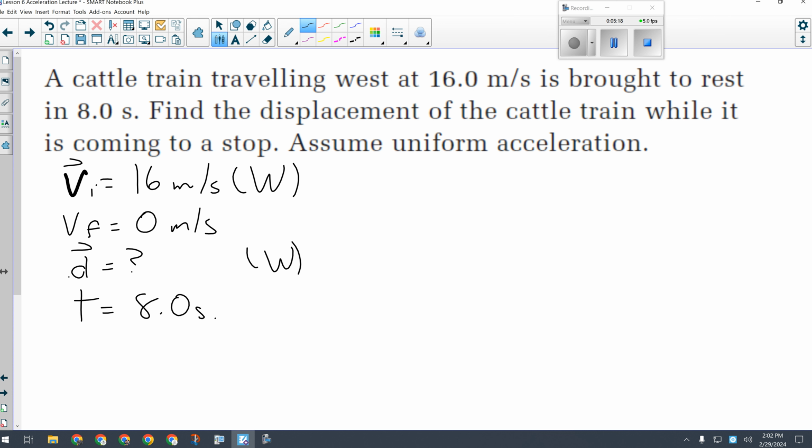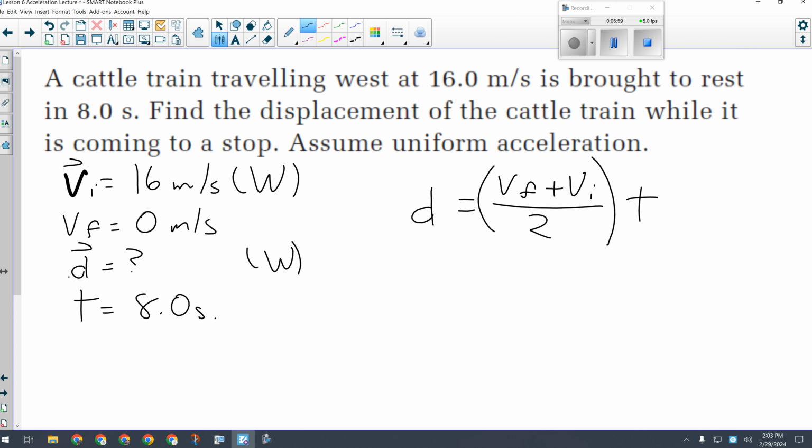This is probably the most important skill when it comes to acceleration and projectile motion problems: picking the right formula with your set of givens. I would say that this formula has all of those things in it. Would you agree? Vi, Vf, t, d, and they're all in. And lucky for me, it already solves for d. I don't even have to manipulate it on this one.